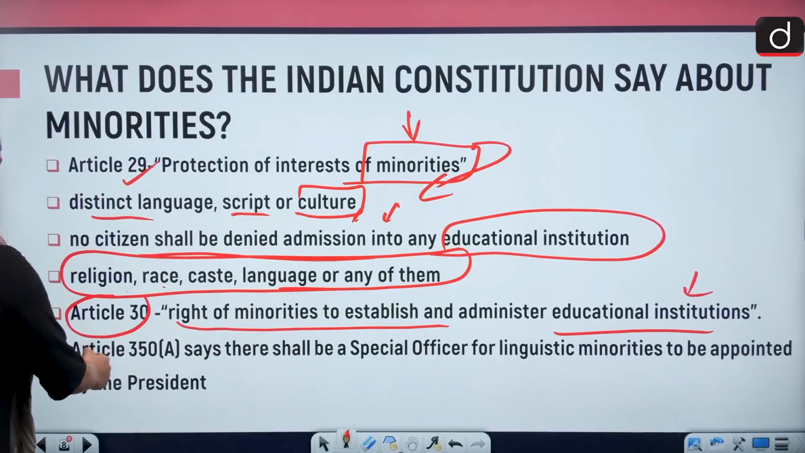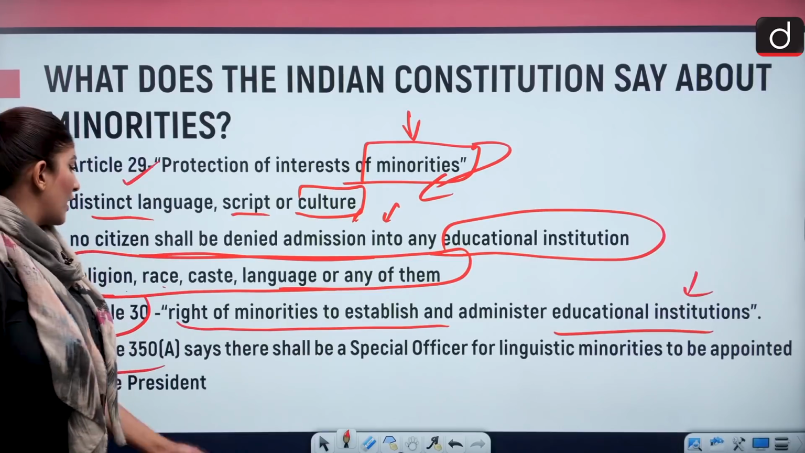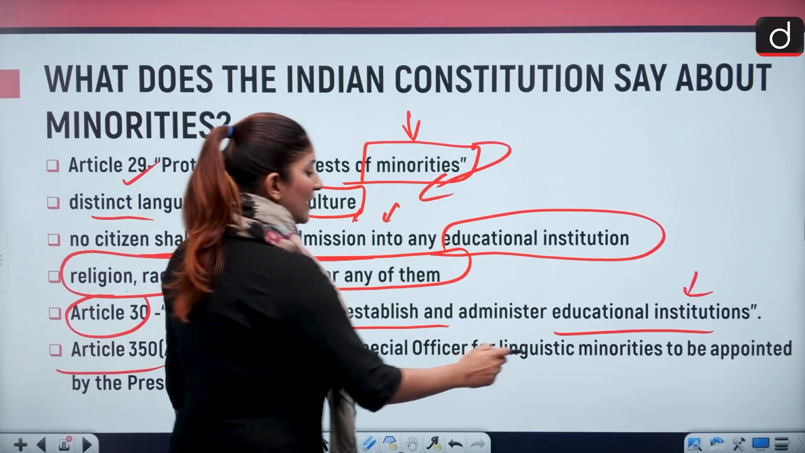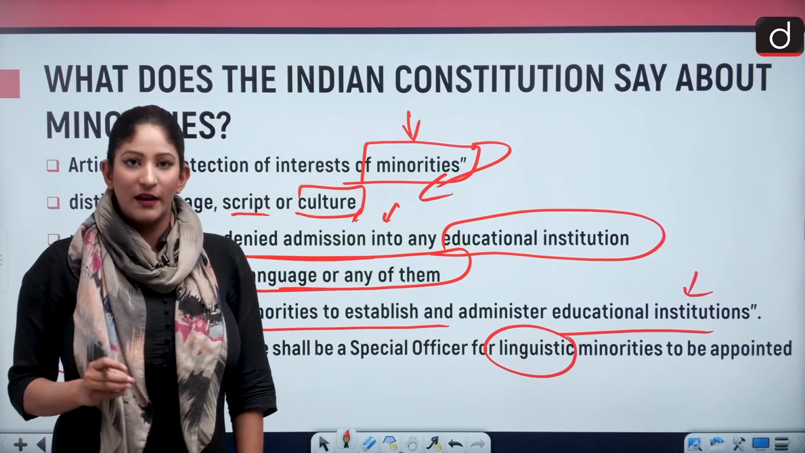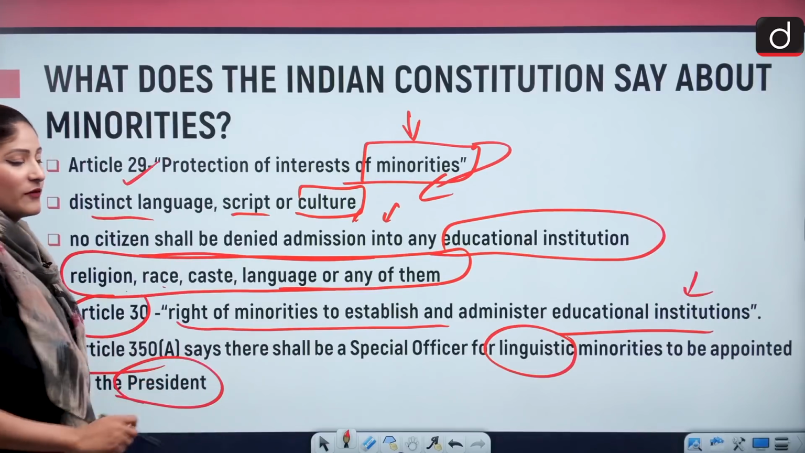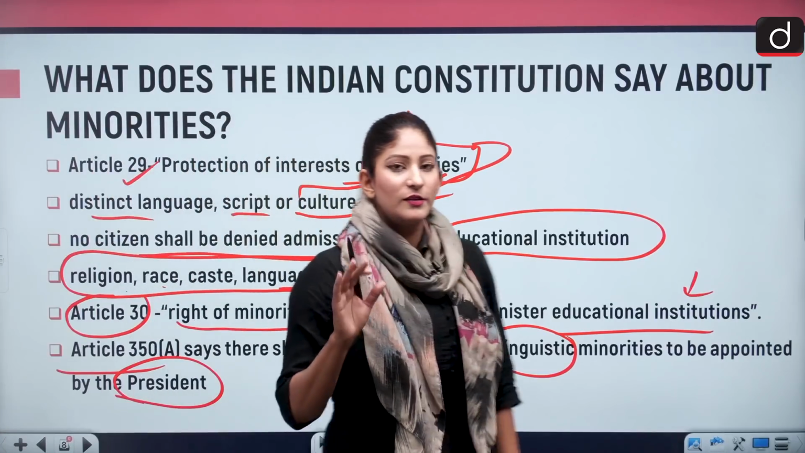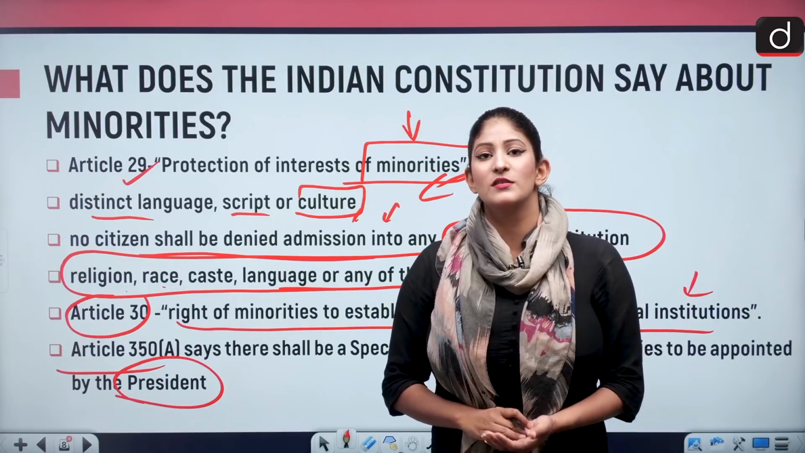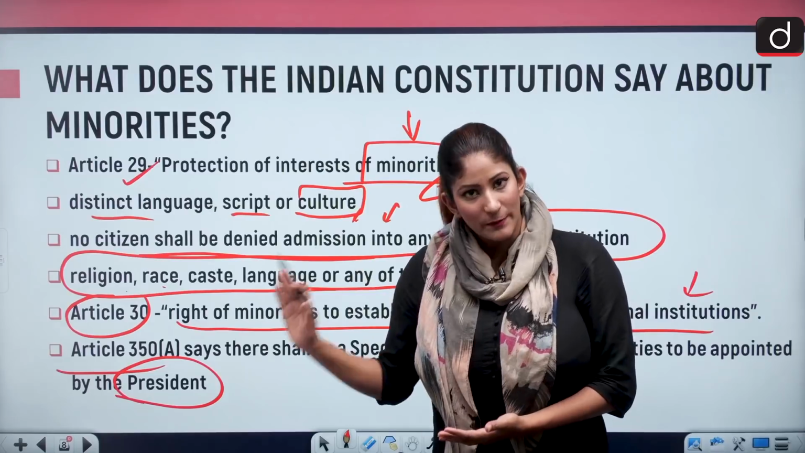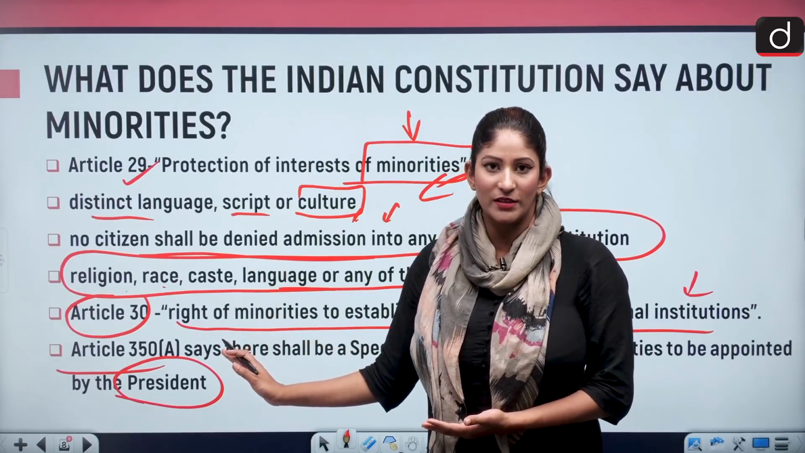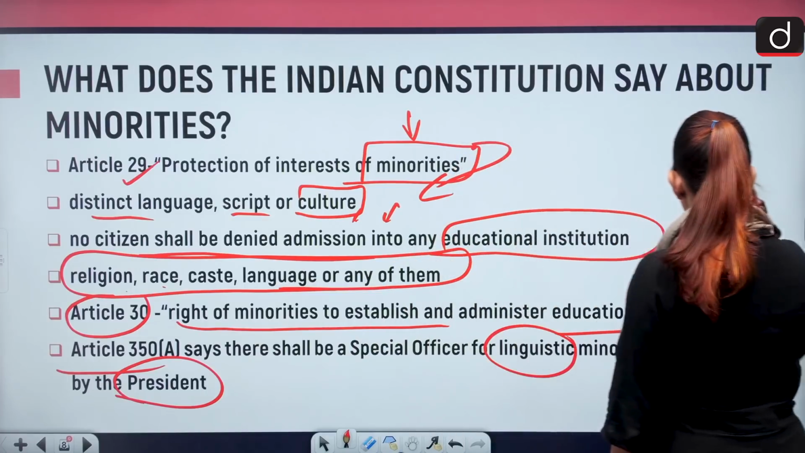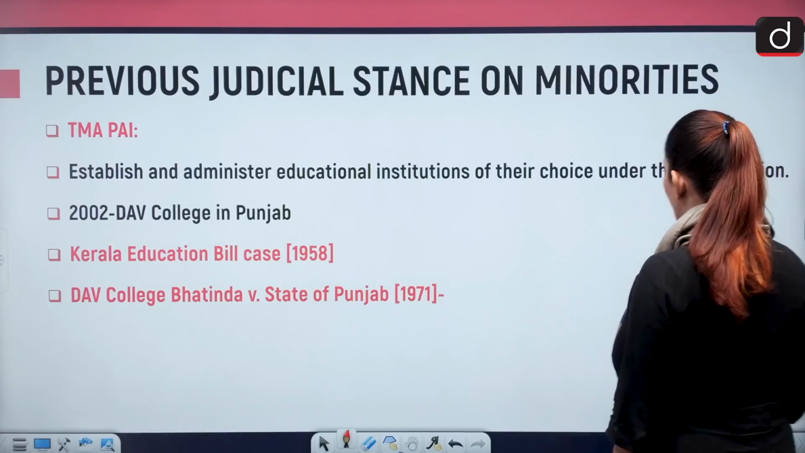And Article 350A says that there shall be a special officer for linguistic minorities. Here again, language. Minorities who speak a language which is minor, to be appointed by the president. Who appoints the special officer? That is the president. The special officer works towards the welfare of the linguistic minorities. The report is handed to the president by the special officer, and then the president lays that report in the parliament. So these are the different articles which talk about minorities.